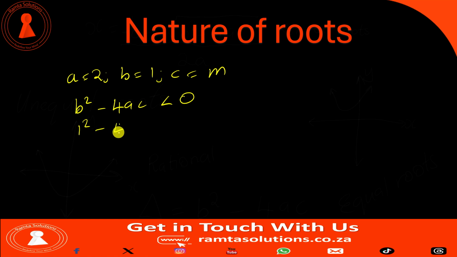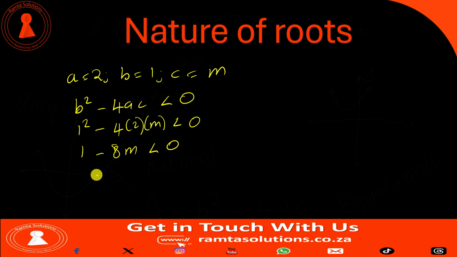What is a? a is 2. What is c? c is m. So 1 squared is 1, 4 times 2 is 8, times m is minus 8m, and this is less than 0.